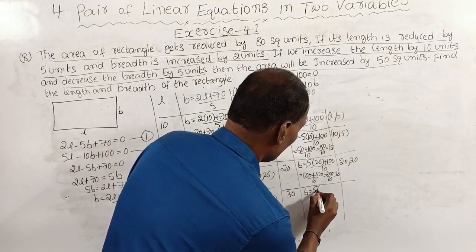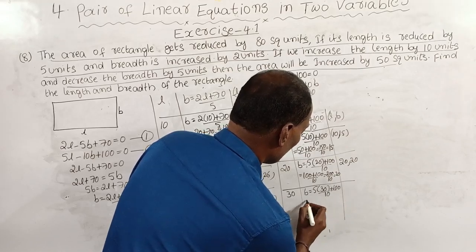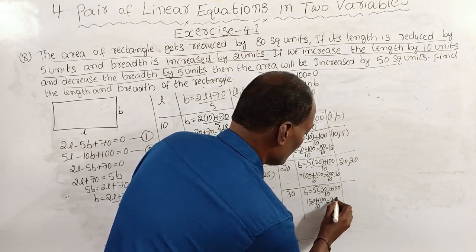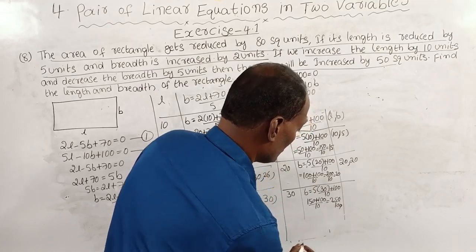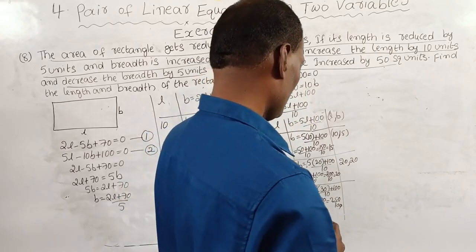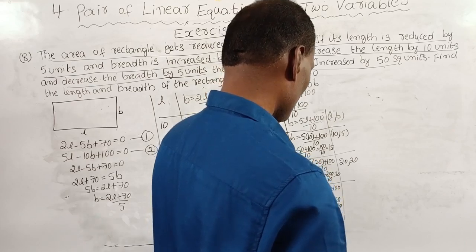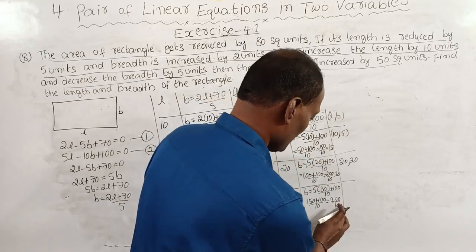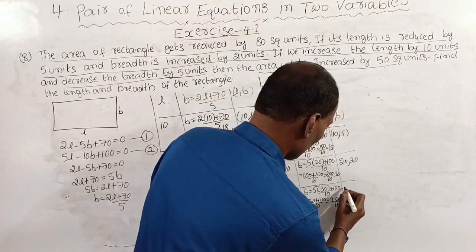Now take 30. B equal to 5 into 30 plus 100 by 10. 5 into 30 is 150, 150 plus 100 is 250. 250 by 10, sorry, this is 10, not 100. The 0s cancel, so it is 25. The point is 30, 25.